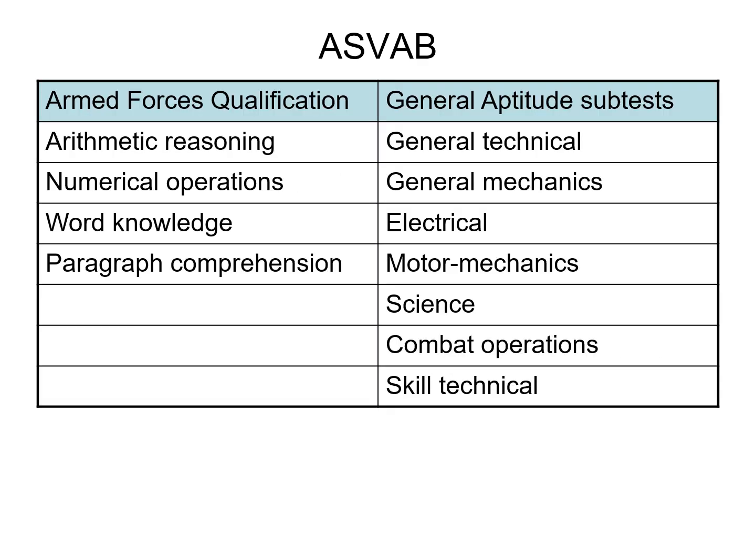So the Armed Forces Qualification basically looks at arithmetic reasoning, numerical operations, word knowledge, and paragraph comprehension, with general aptitude subtests looking at general technical, general mechanical, electronic, motor mechanical, science, combat operations, and skill technical.